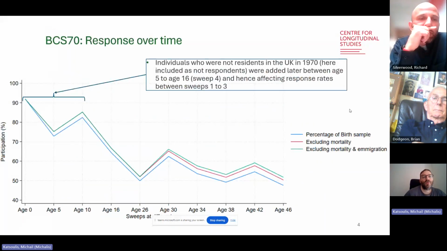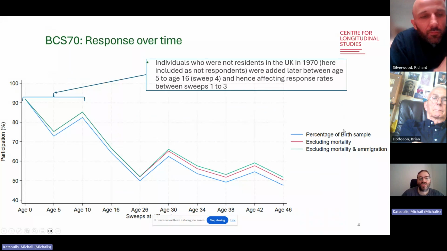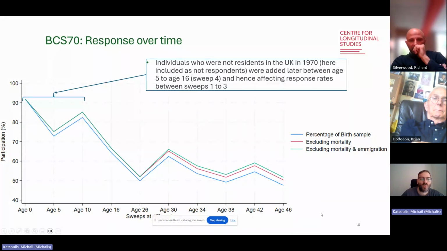So what is the problem? The problem is that we have non-response. As you can see from this figure, especially after age 16 onwards, the response is from 50% to 65%. So we have a lot of non-response there.